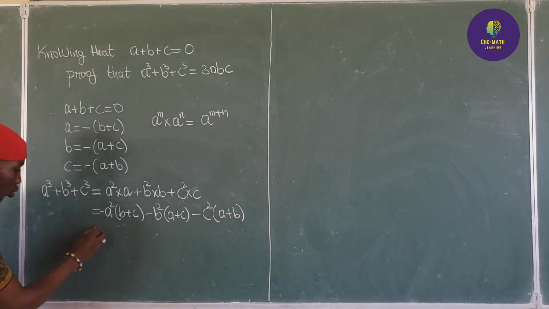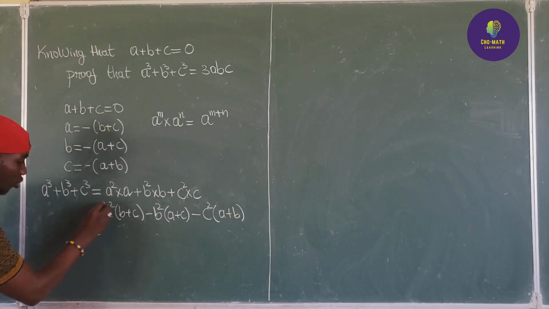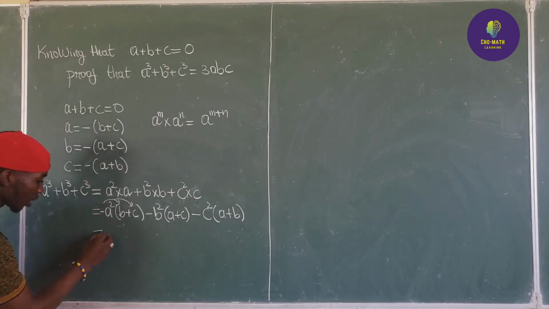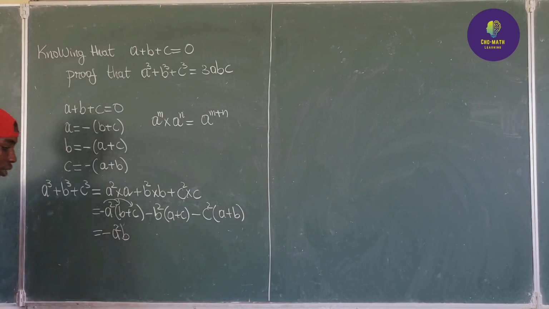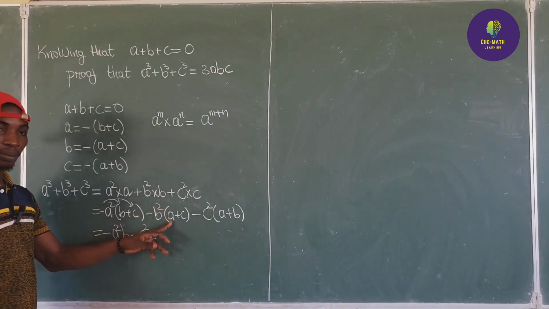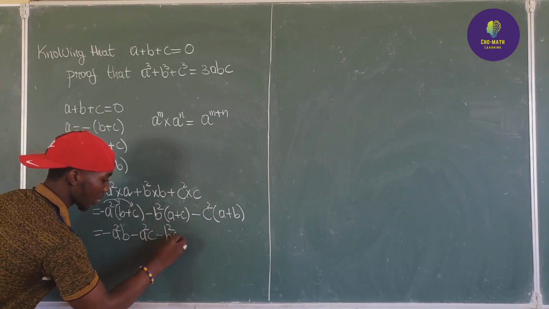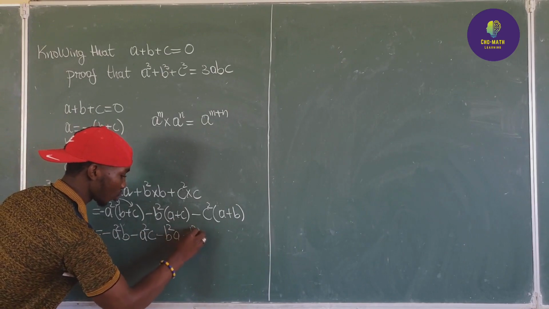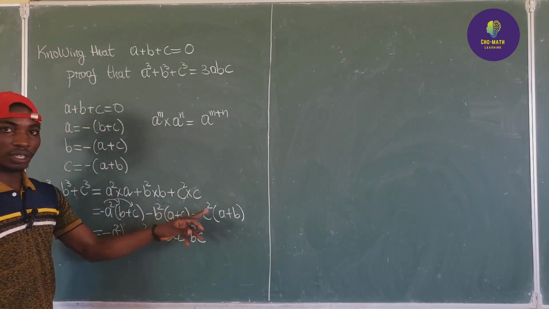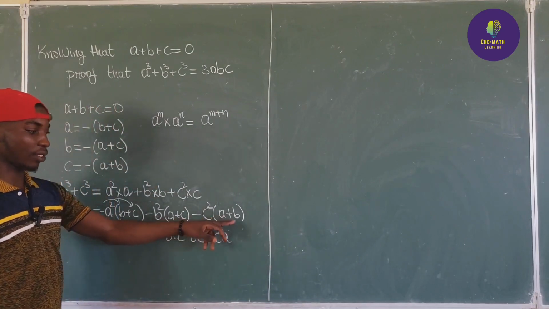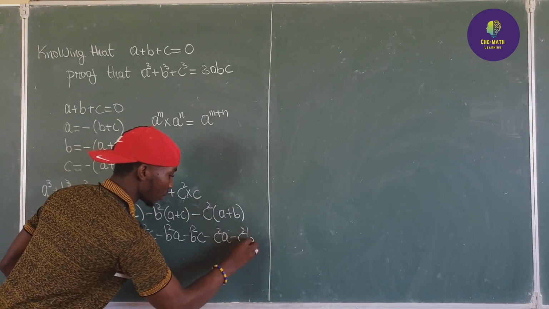Now I'm going to develop this expression. That is, we take this times this and this times this. That's negative a squared times b, that's negative a squared b. Negative a squared times c, that's negative a squared c. Negative b squared times a, that's negative b squared a. And negative b squared times c, that's negative b squared c. And negative c squared times a, that's negative c squared a. Negative c squared times b, that's negative c squared b.